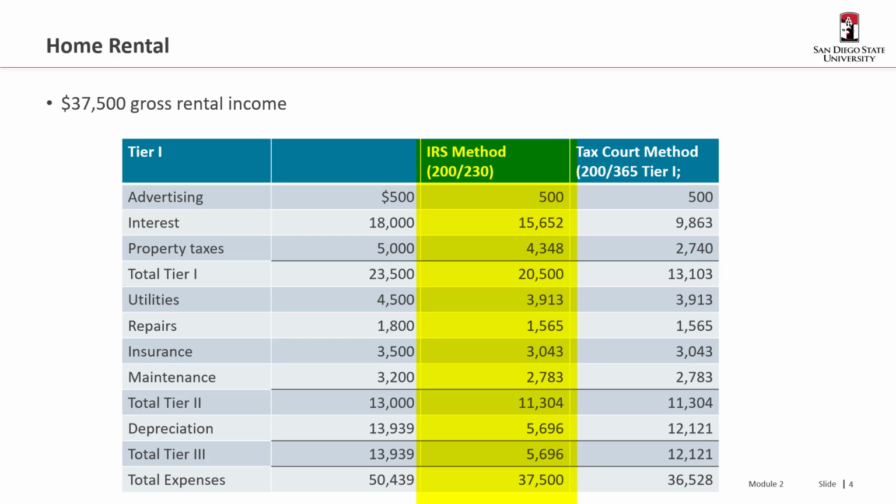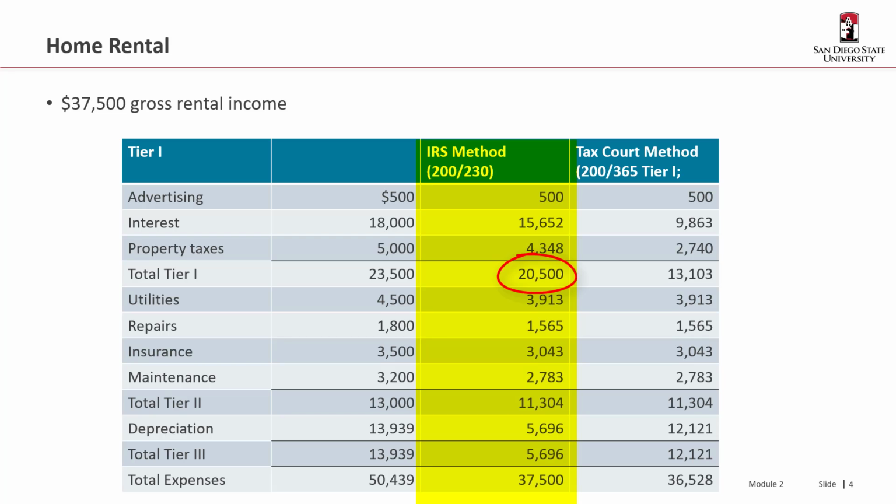So advertising is a direct cost, so there's no allocation required. There's no part of that advertising that is personal in any way. So as a result, that's a direct expense and there's no allocation. Then I go through interest and property taxes. I allocate those two based on 200 divided by 230. So 18,000 times 200 divided by 230 is 15,652. 5,000 times 200 divided by 230 is 4,348. So now I have my total Tier 1 expenses, 20,500.